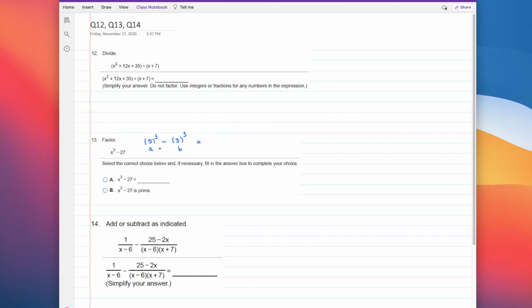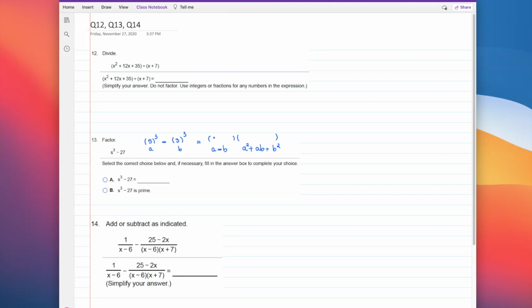I transform this binomial, a difference of perfect cubes, into a product of two factors. One is A minus B, and the other is A squared plus AB plus B squared. So this sign matches this one, and this middle one is the opposite of that one. This is what you have to have in mind.